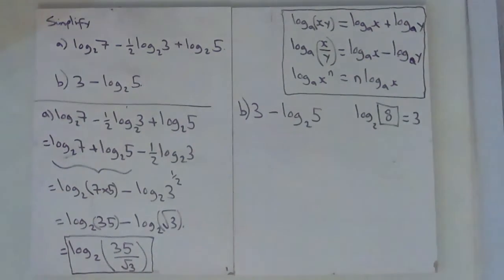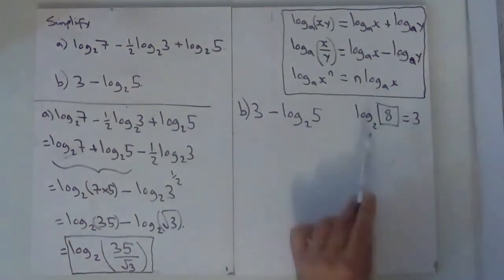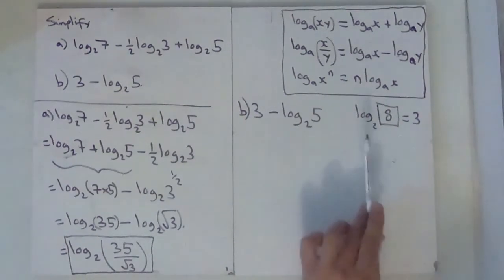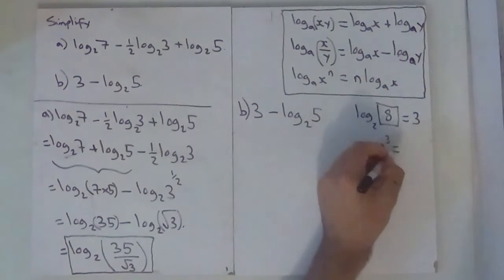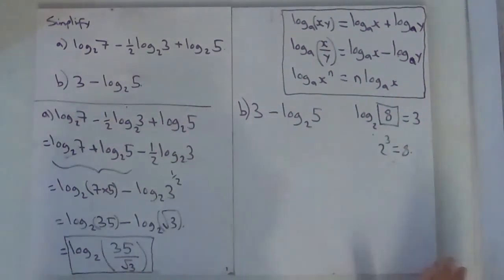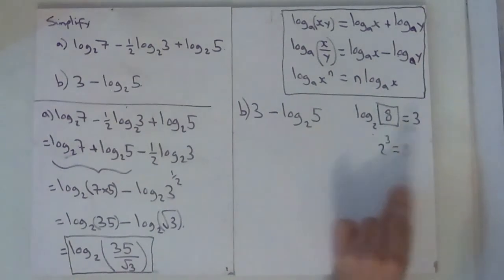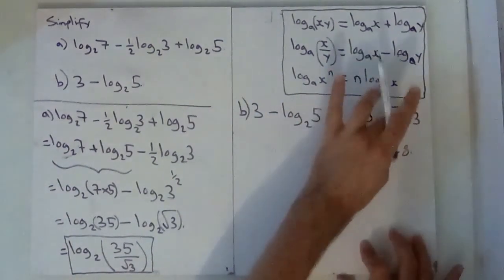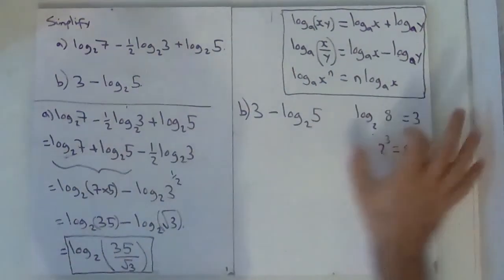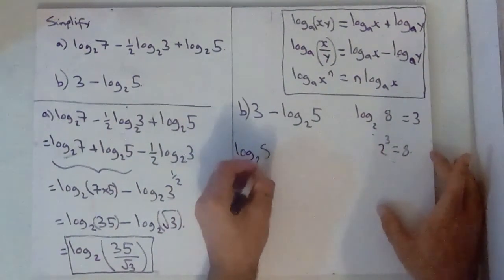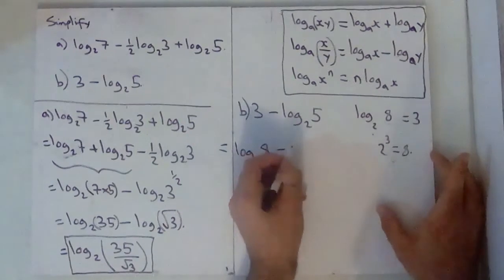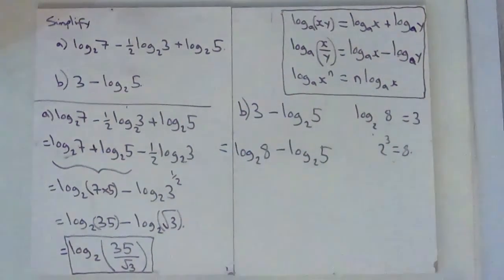So, let's just have a think about what I've just written. So I'm saying log base 2 8 equals 3. So that's saying the power I need to raise 2 to in order to get 8 is 3. And that's because 2 to the power 3 equals 8. So what that means is, because I've just shown that log base 2 8 is 3, then I can just replace this 3 with a log base 2 8. So I can write now log base 2 8 minus log base 2 5.